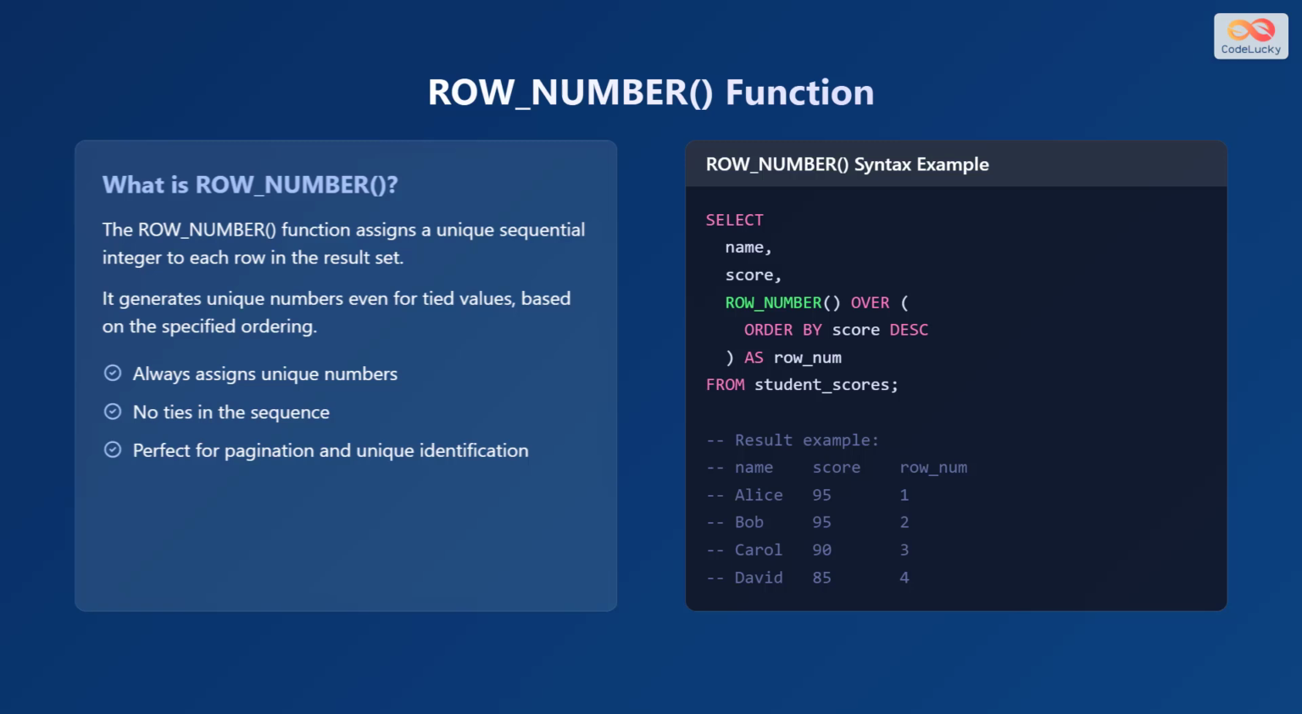Here is a ROW_NUMBER syntax example. Select the name, score, and use the ROW_NUMBER function over order by score in descending order as row_number from student_scores. As a result, you get the name, score, and row number. Let's say Alice has a score of 95, the row number is 1. If Bob has a score of 95, the row number is 2. If Carol has a score of 90, the row number is 3. And if David has a score of 85, the row number is 4.